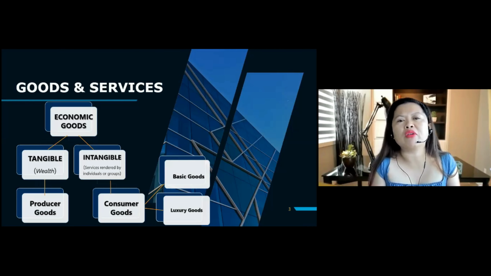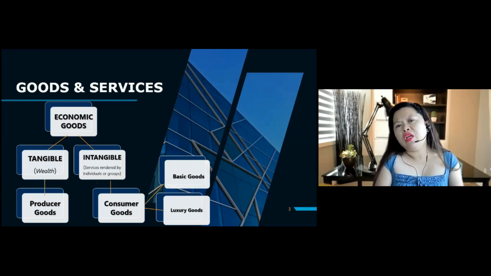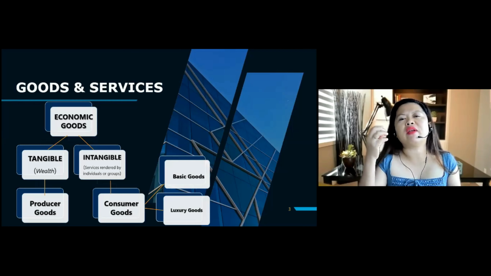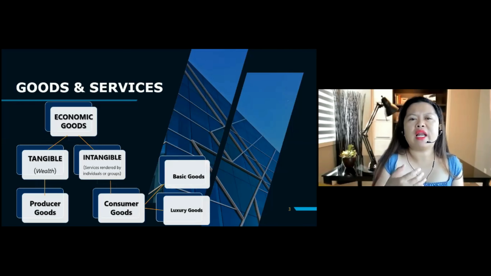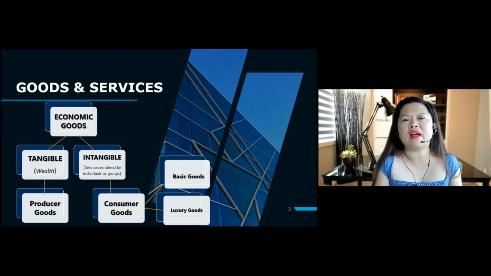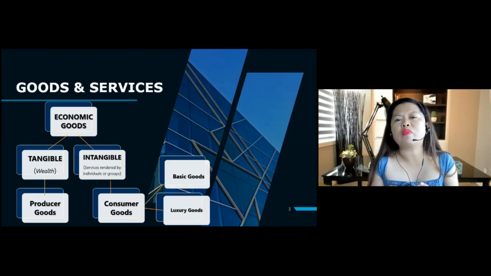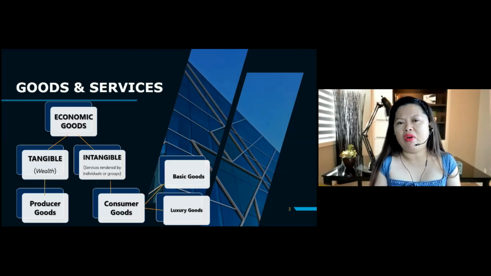Now we go to consumer goods. What are consumer goods? Consumer goods are finished products that give direct utility and satisfaction. It is the exact opposite of producer goods. Why? These are already finished products. When you buy them, you can directly use them. Examples: cell phones, laptops, notebooks, pencils. These are consumer goods. Have you seen the difference? Producer goods are raw materials used in the production of other goods. Consumer goods are finished products that you can directly eat or use, depending on what you buy.